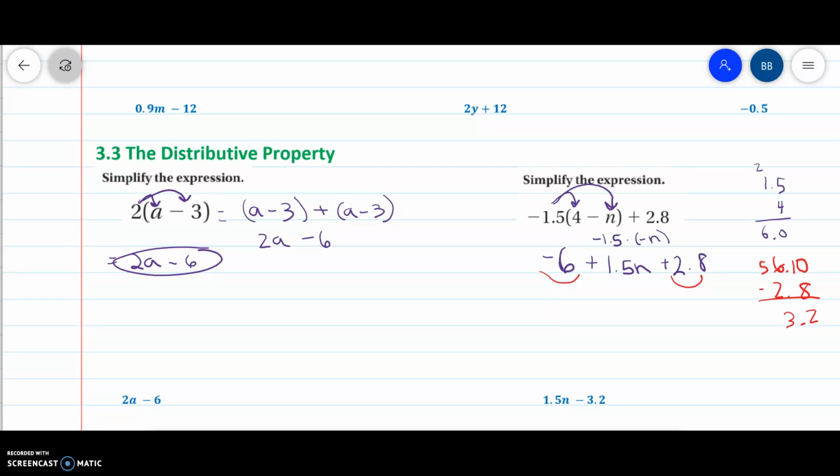The 6 has the bigger absolute value, so I keep the sign of the number with the bigger absolute value, so that would then make it a negative 3.2. All right, so when I combine all of my like terms for the final answer, I can write this as 1.5n minus 3.2. And that's our answer.